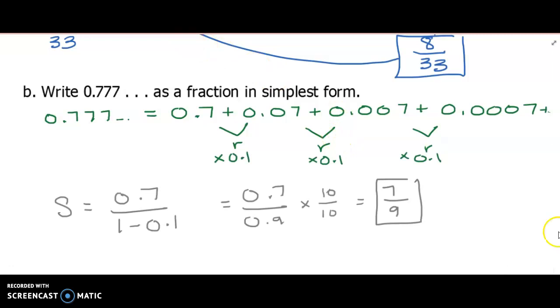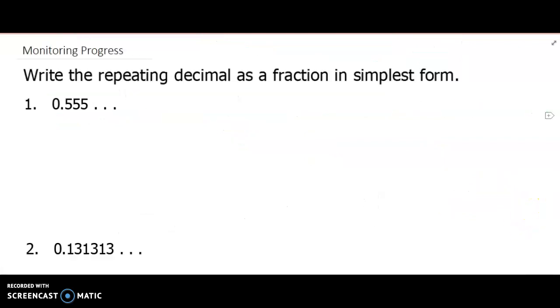All right, when you worked this one all out, you should have gotten that 0.777 repeating is really just equal to 7/9. Now, if you had a problem with those, go ahead and try one or both of these. Go ahead and pause this, try these both. I'll work them out, and then I'll show you the answers.